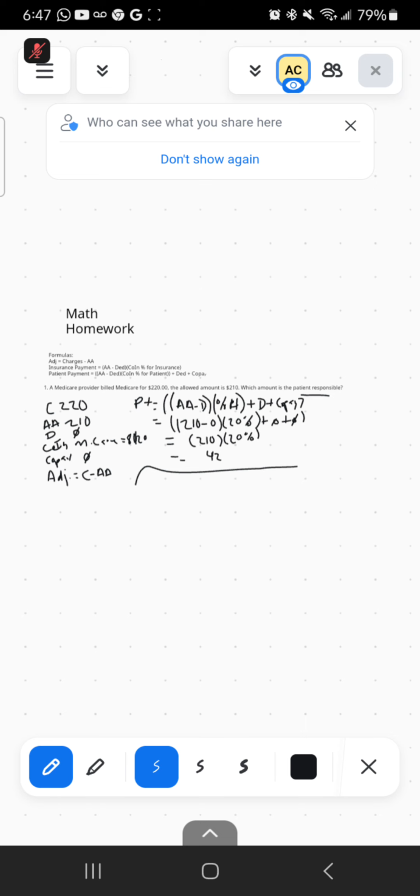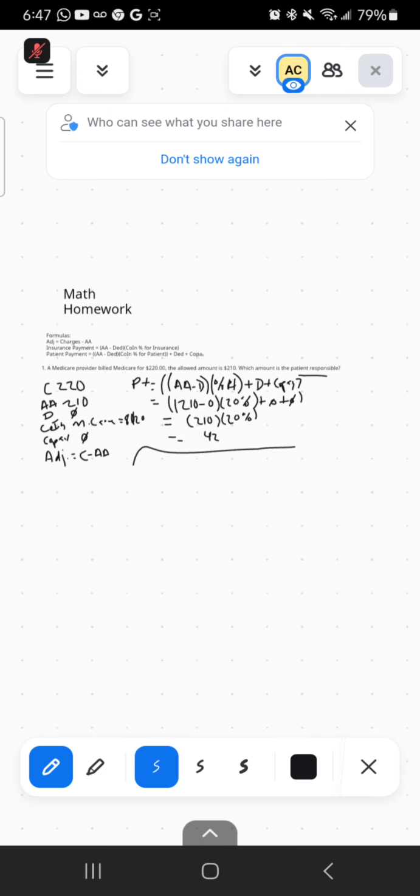Because part of the assignment and for practice, we said that we want to check how much the insurance has to pay. And the insurance will pay the allowed amount minus deductible times the percentage for the insurance. The allowed amount is 210 minus 0 times 80%. You plug it in a calculator, and you will get that 210 times 80% is 168.